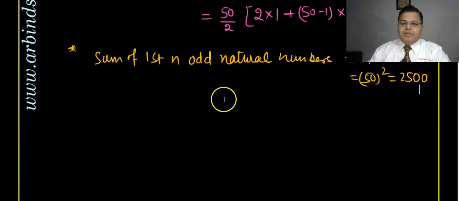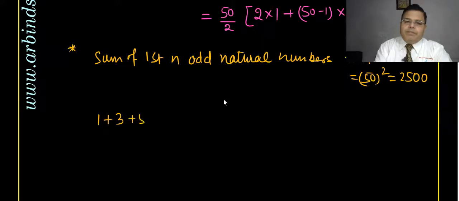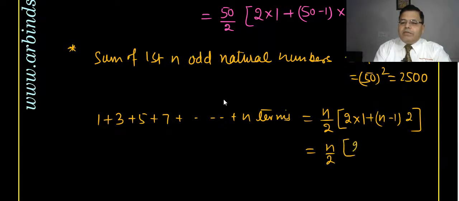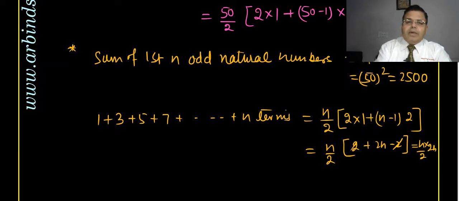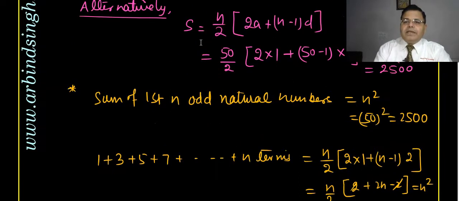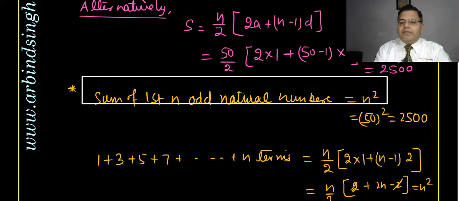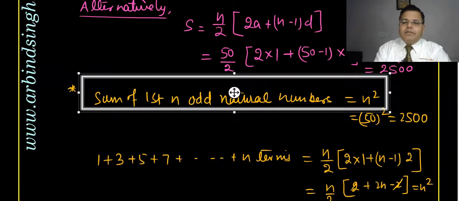How does this come? This will come from the formula: here 1 plus 3 plus 5 plus 7 up to n terms can be used as n by 2 (2a, that is 2, plus (n minus 1)), number of terms is n, and d is 2. This will be n by 2 into (2 plus 2n minus 2), the 2 cancels, and that will be n by 2 into 2n, which is n square. So remember this fact. This is also very useful information, that sum of first n odd natural numbers will be n square. This is a very important formula which can be used in future.